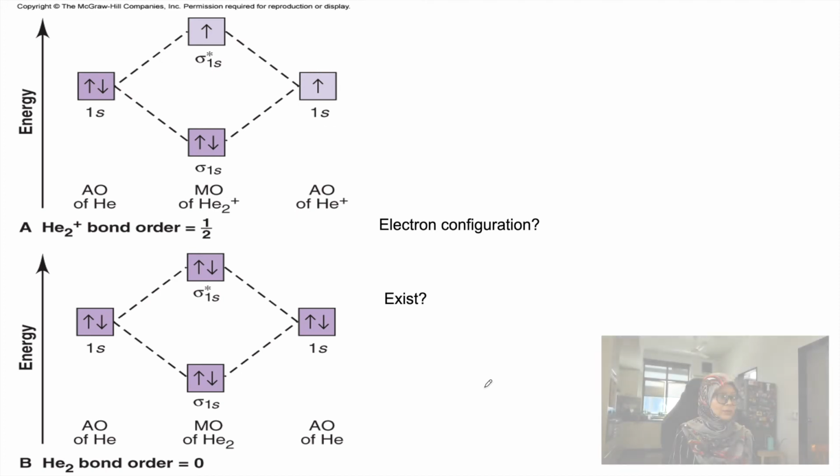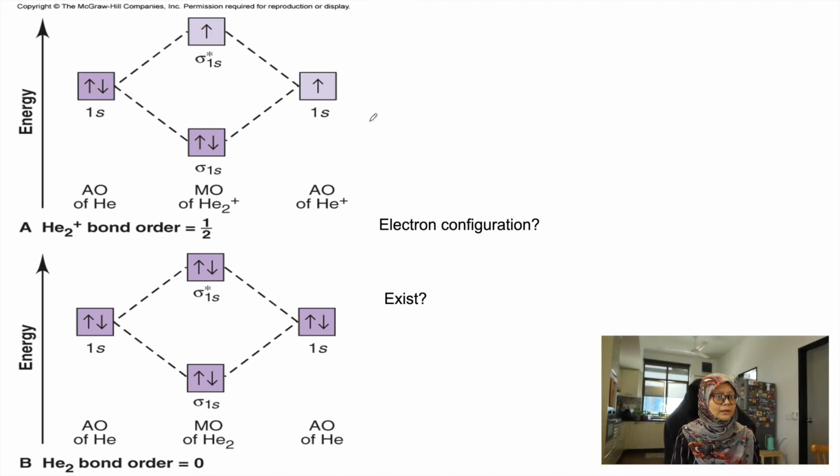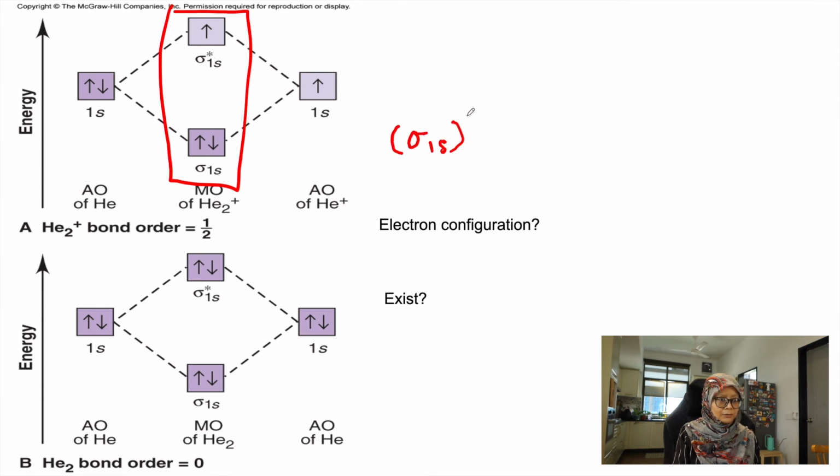What are the electron configurations for these two, and do they exist? Let's look at the first one. We start from the bottom to the top, and we only refer to the molecular orbitals, not the atomic orbitals. The electron configuration for this one is sigma 1s 2, followed by sigma star 1s 1. The bond order is half, so this one exists.